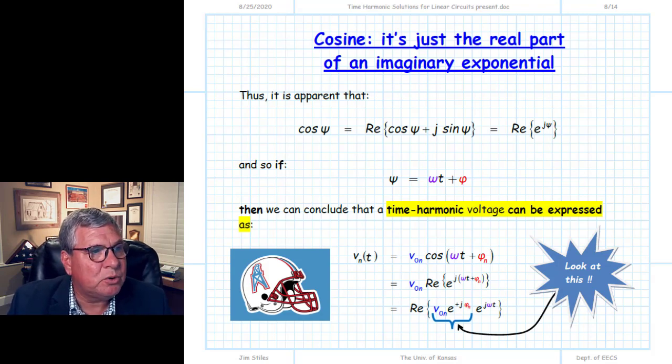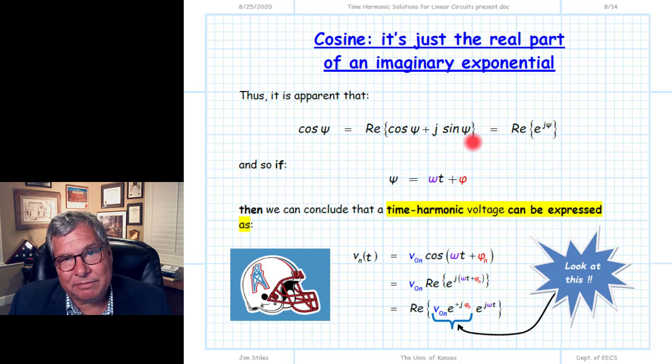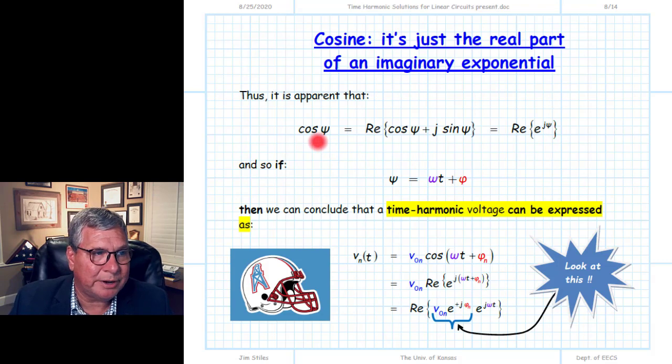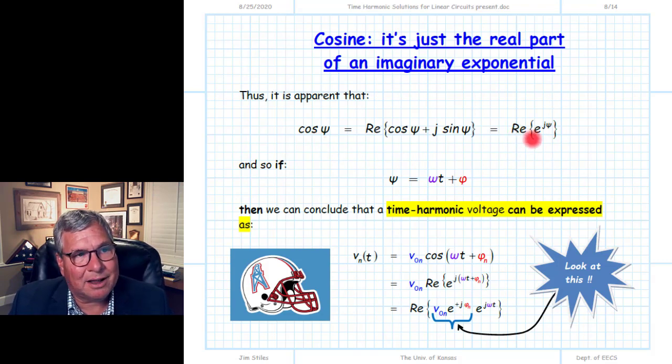Well, let's say that we write cosine of phi, being some angle, some phase. Of course, that is the real part of cosine phi plus j sine phi. But of course, cosine phi plus j sine phi is the complex exponential e to the j phi by Euler's equation. In other words, we can write our cosine operator, the one that showed up in our sinusoid, as simply the real part of a complex exponential e to the j phi.